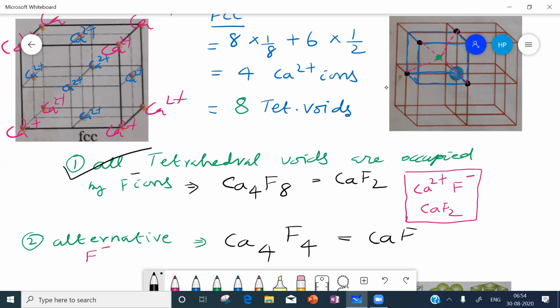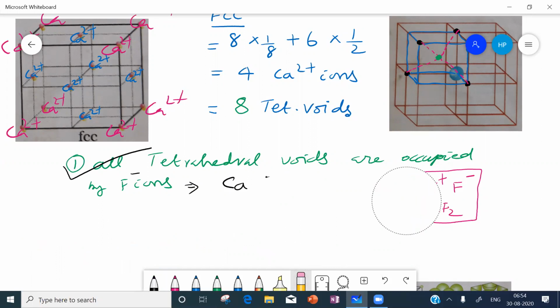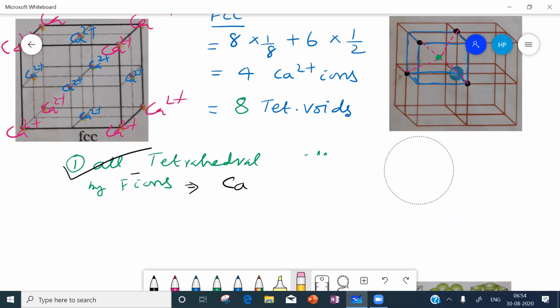Calcium fluoride is FCC crystal structure. Calcium ions form FCC. Calcium ions occupy corners and face centers. F minus ions occupying all the tetrahedral voids. Okay. Then we will see coordination number. Then we will see coordination number of calcium ions and coordination number of F minus ions.